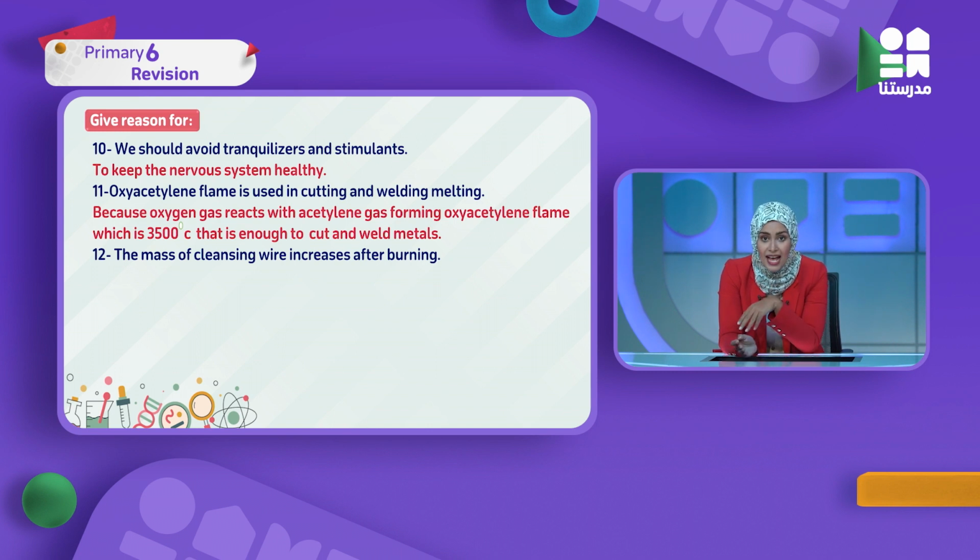The second type of reactions is oxidation. يعني إيه oxidation? Oxidation means rusting. When the iron meets water and oxygen, it rusts.